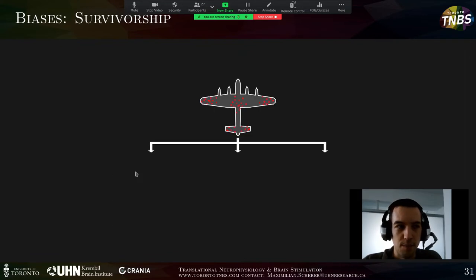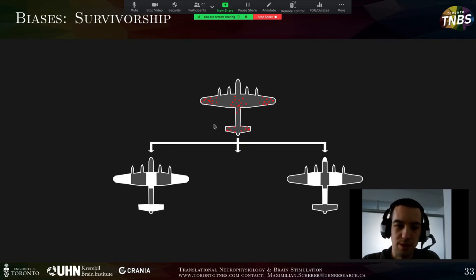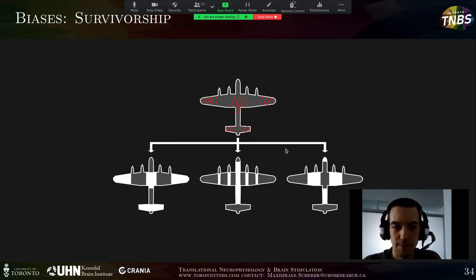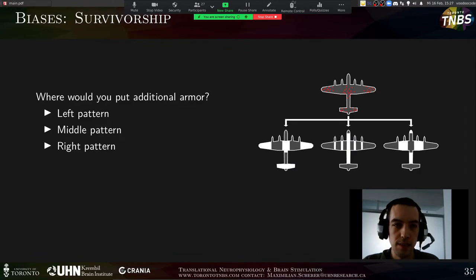And then you have to decide. You can put additional armor on those planes. My question for you would basically be, do you want to put that armor on the places where the planes got hit? Do you want to put the armor on those places where you don't see any planes getting hit? Or do you want to go with some custom armoring? Let's start the poll for that.